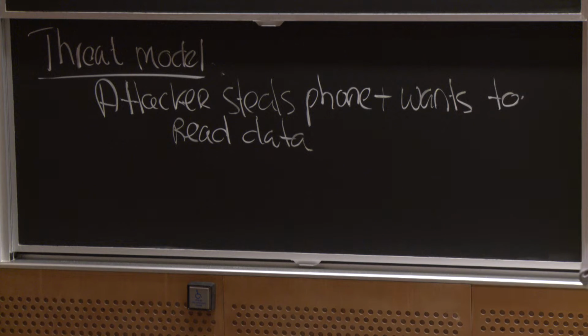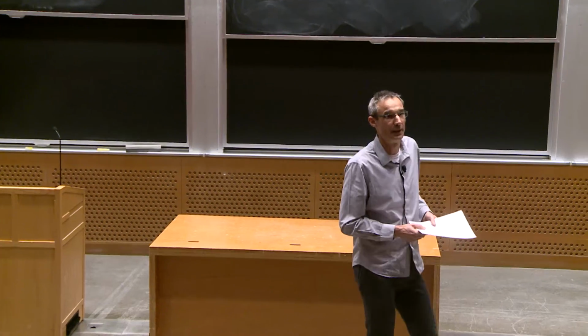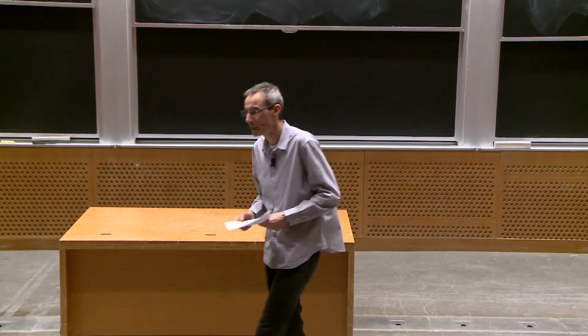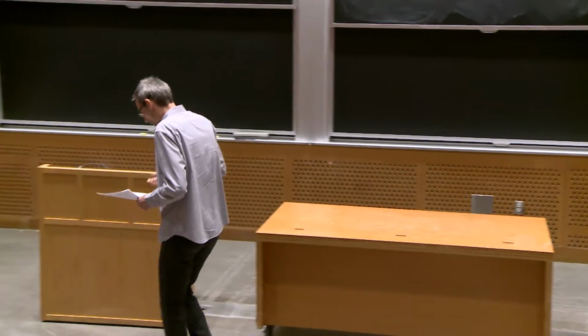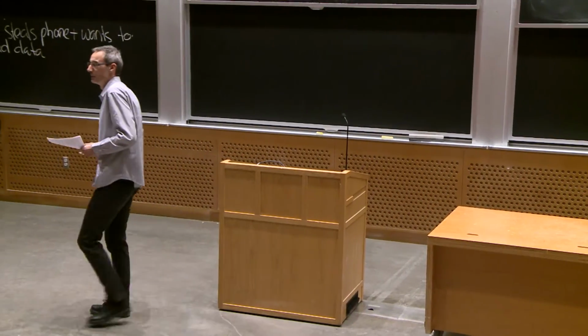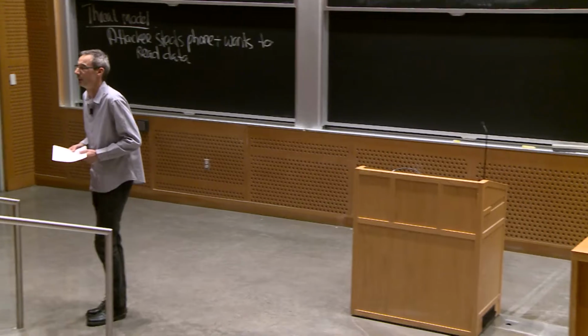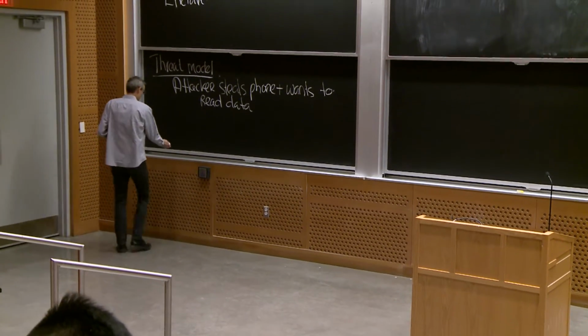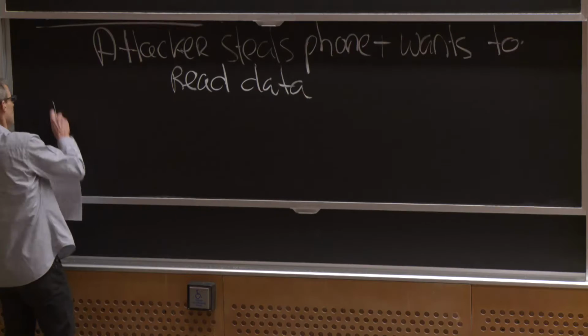So the scenarios are like you leave your phone behind here, and you're worried that after you lost it, somebody else would read the data. Apple wants to protect against that. To make that plan happen, they have to make some assumptions. It can't be arbitrary stealing and reading. There are some assumptions that they have to make.